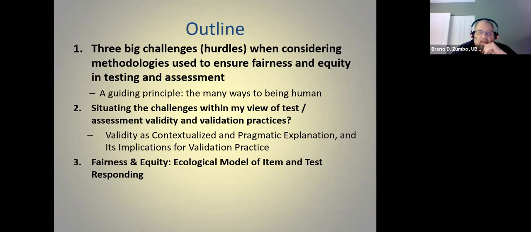The second part of the outline is situating these three challenges within my view of test, assessment, validity, and validation practices. And I want to be clear, by here I mean tests, assessments, surveys, all of those sorts of systematic empirical methods of gathering data. The approach that I bring in terms of validity is contextualized and pragmatic explanation, and really its implications for validation practice. The third and final section is looking at fairness and equity, and in particular bringing forward the ecological model of item and test responding that emerges out of the situated view that I have of validity and of the three big challenges.